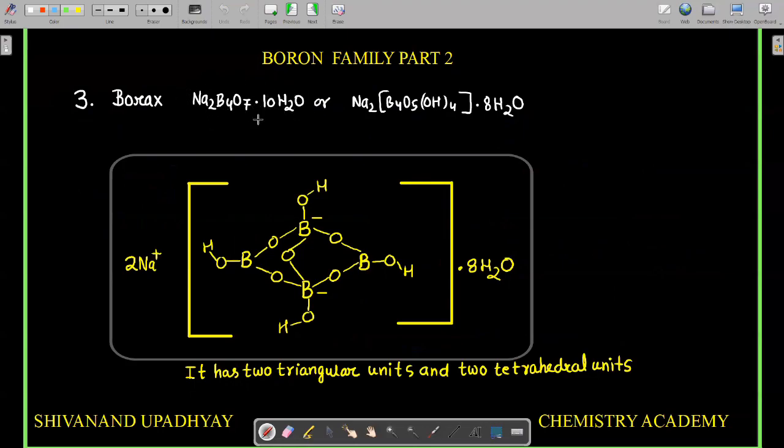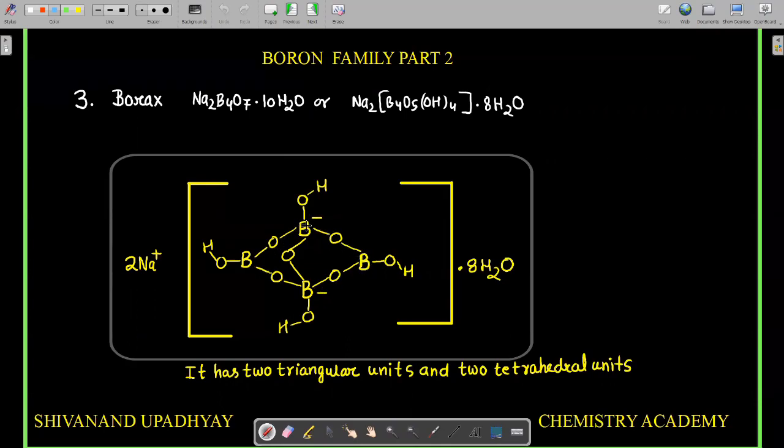So what is the actual structure? This is the actual structure where the water of crystallization is equal to 8, and it's very simple to draw. If I divide this, there are 2 Na plus ions. So if 2 positive charges are there, there should be 2 negative charges over here. You can see that 4 boron atoms are there, and between 2 borons there is a B-O-B bond. So 4 B-O-B bonds, right?